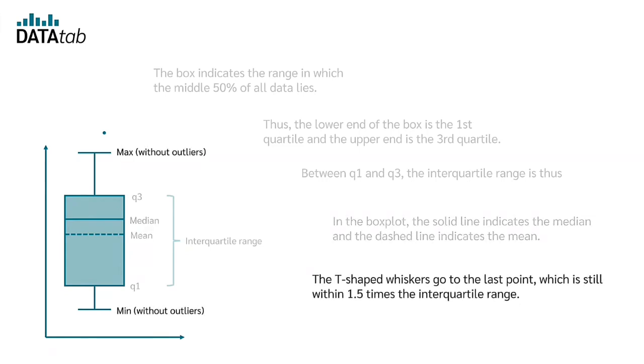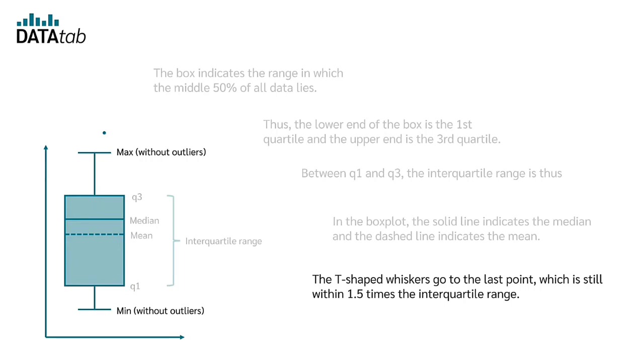Further, we have the T-shaped whiskers. The T-shaped whiskers indicate the last point, which is still within 1.5 times the interquartile range. So what does that mean? Here we can see the interquartile range. The T-shaped whisker is either the maximum value of your data, but at most 1.5 times the interquartile range.